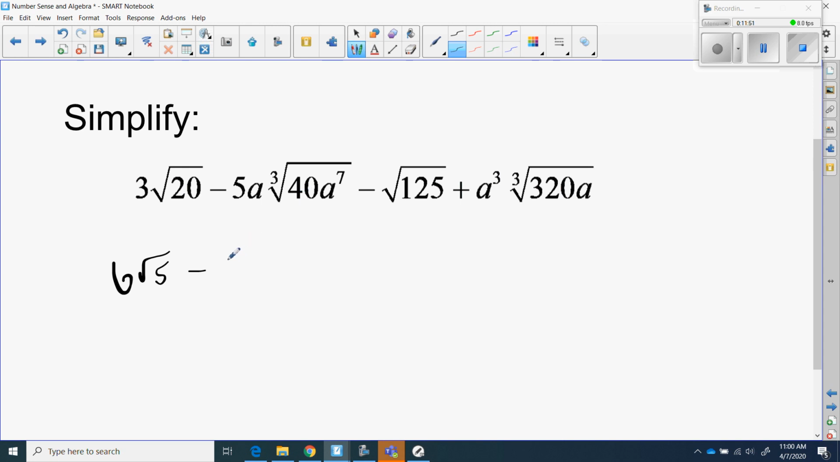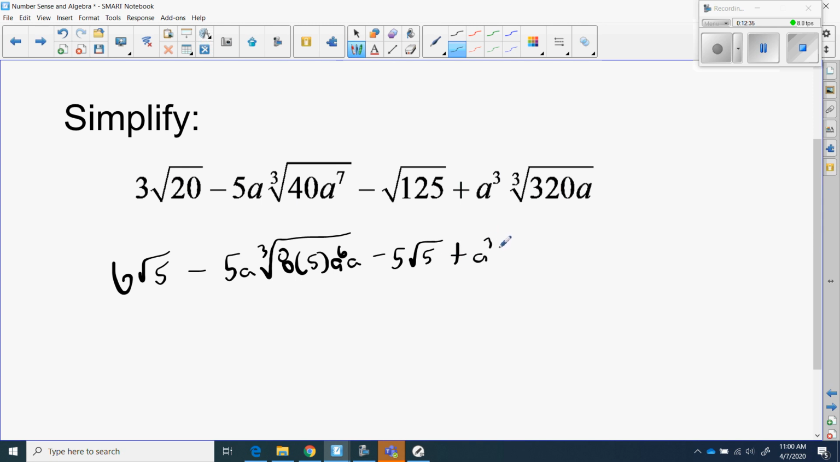So this one, I think because it has the variables in it, I think I'll write it out. So cube root 40. So the biggest perfect cube that divides evenly into 40 is 8 times 5. A to the 7th. Now that 7 will not divide by 3. So we are going to rewrite a to the 7th as the biggest perfect cube root, which would be a to the 6th, multiplied by a to the 1st. And then 125 is divisible by 25. So this would be 25 times 5. The square root of 25 is 5. Square root of 5.